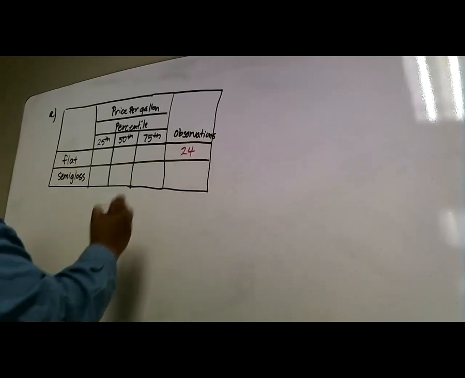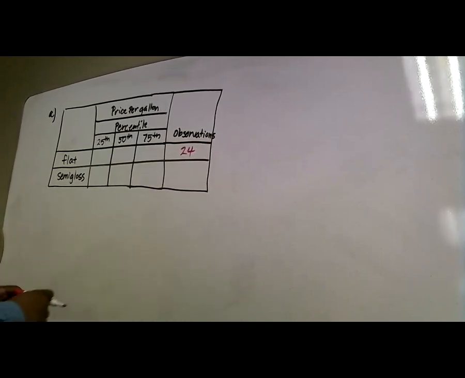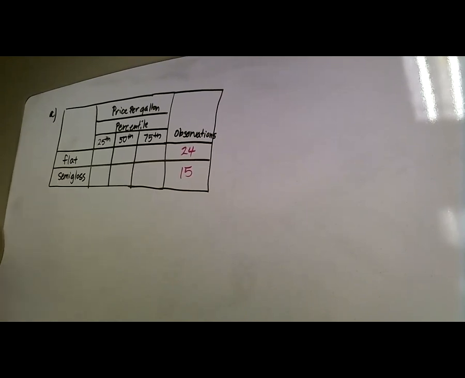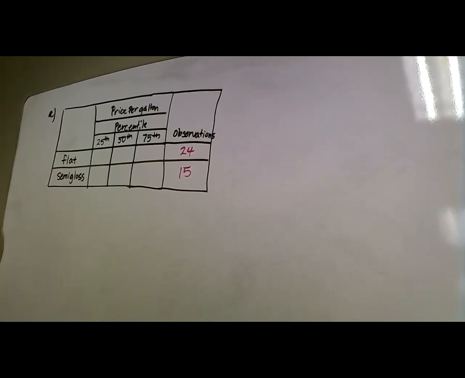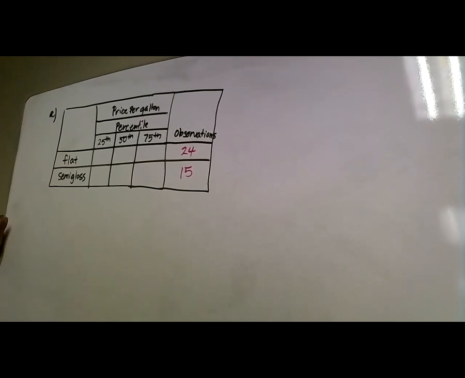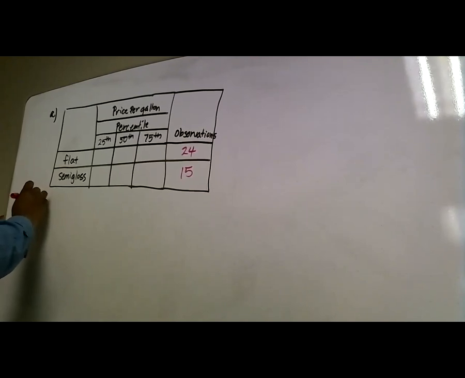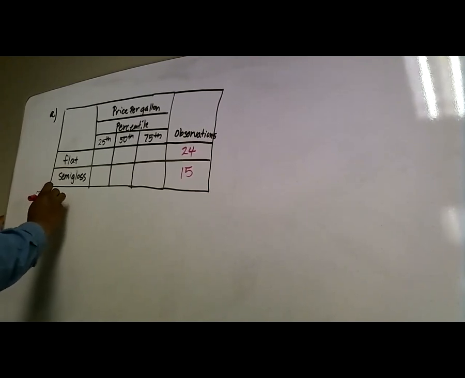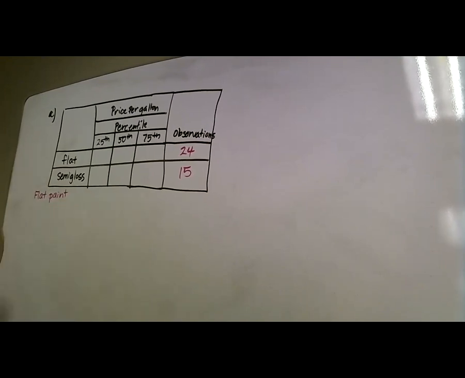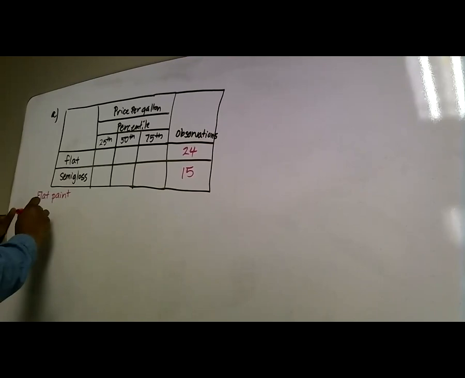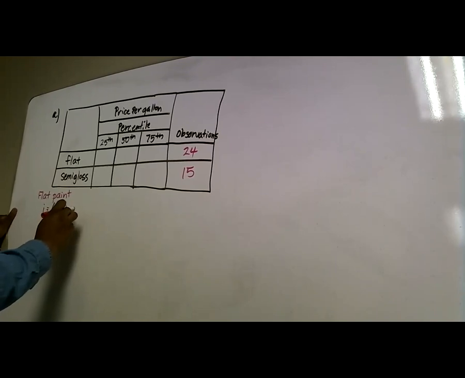And what about for semi-gloss? They're 15. All right, now for flat paint, let's start with that. We need the data value that's in the 25th percentile, the 50th percentile, and the 75th percentile. Okay, so flat paint. And that's where we use I is equal to P over 100 times N.